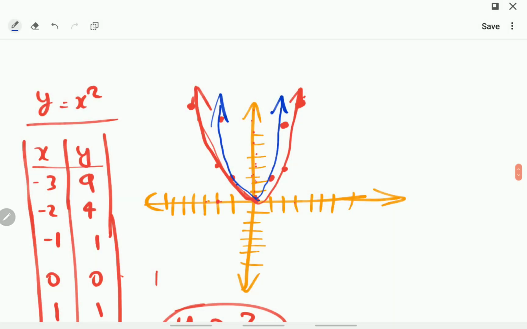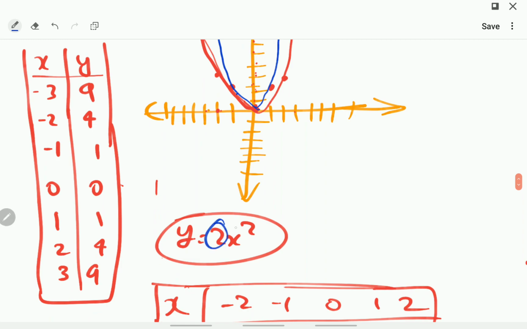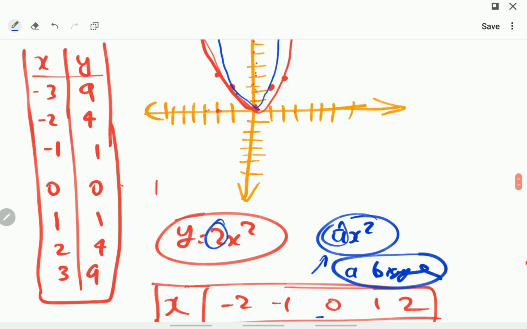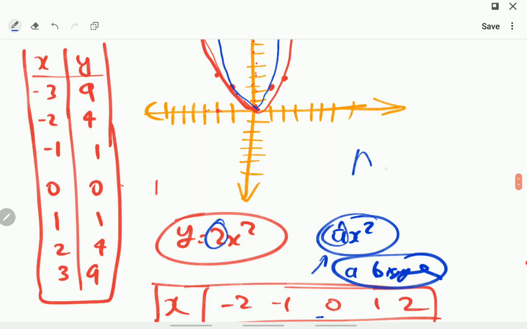So what we can see from the second line, and I know this drawing is horrible, but just bear with me, is that when you add this a in front of it, this is in the ax squared form. When this a is bigger, the graph gets narrower or smaller. Okay.